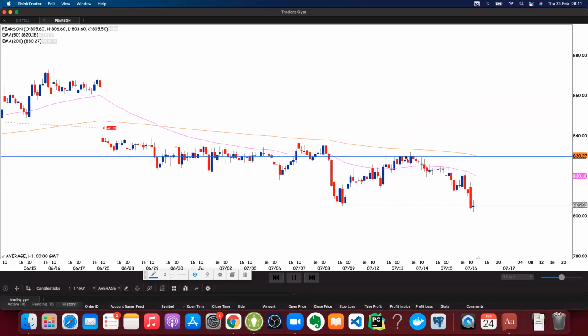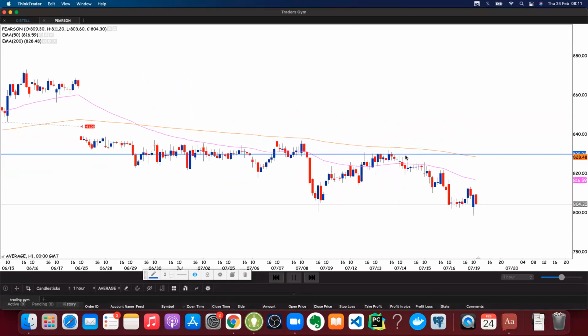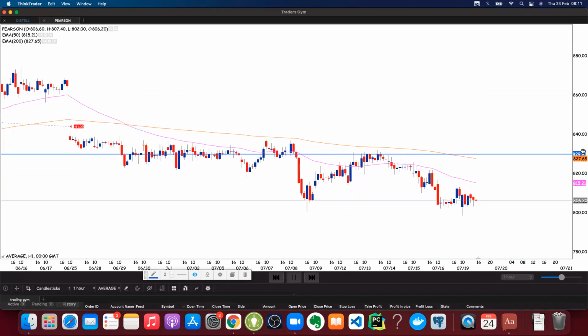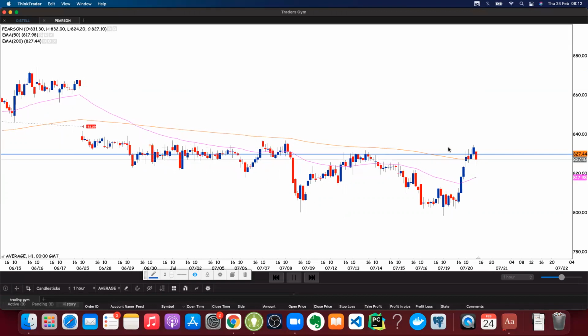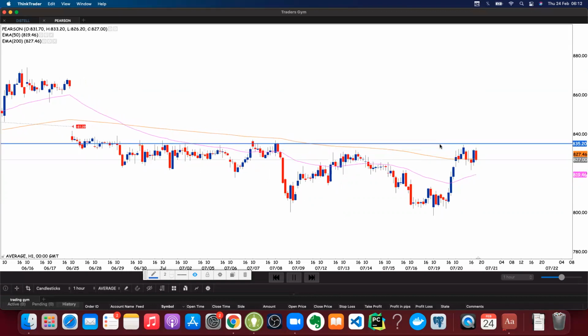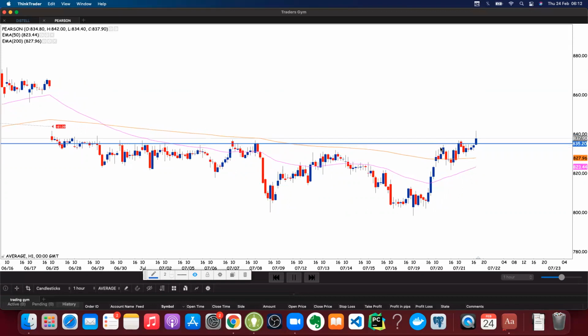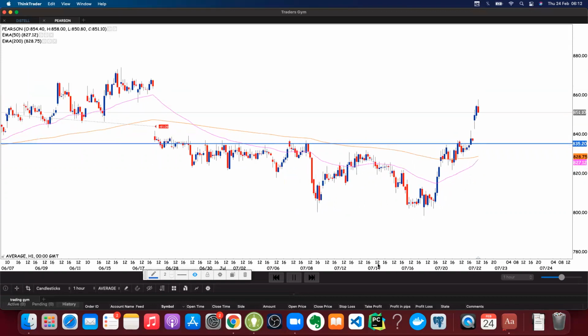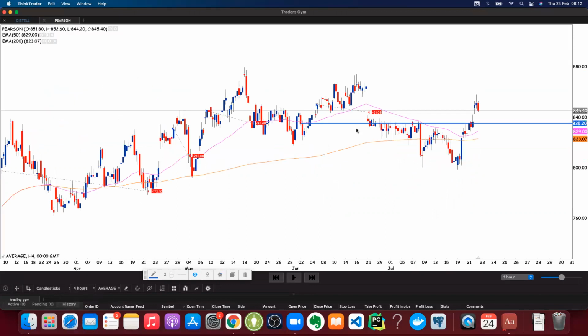How this stock is having a smooth downtrend and a volatile uptrend. That's weird. That is weird. So now we're back above 200, which is good. Let me pause there for a second. Let's see how we look here.